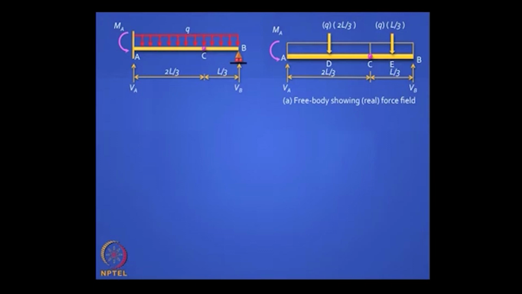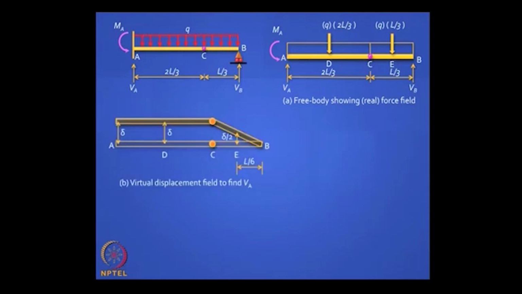Okay, so at the left edge, it is not shown. At the left edge, you have a fixity. In this figure, please note there is a fixed end support at A, and you want to find these reactions. So what you see on the right side is the free body of the force field. The force field is real.